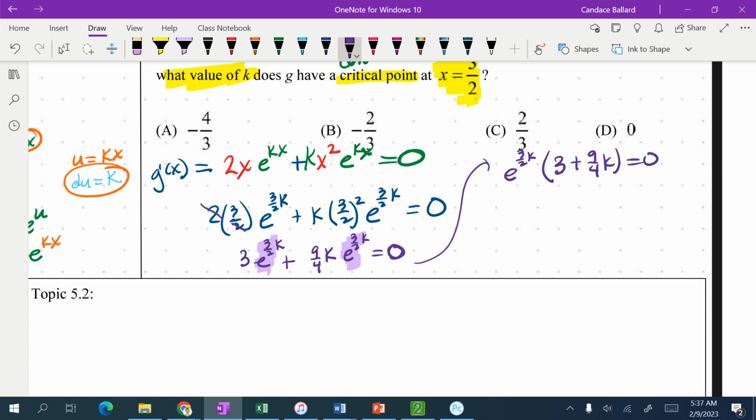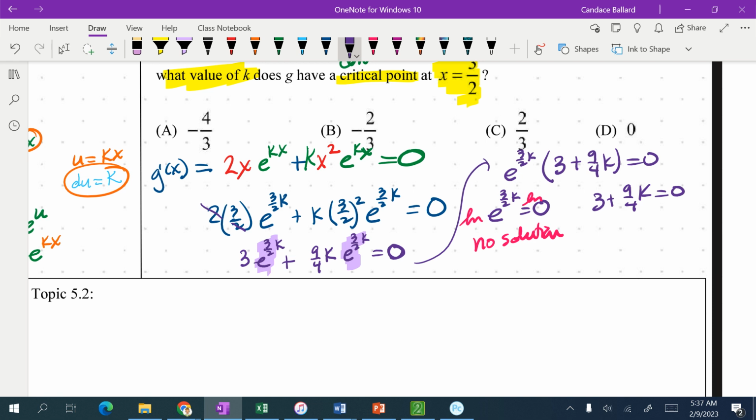What do you know? I could do zero product property on that. So I'm going to go e to the 3 halves k equals 0, and 3 plus 9/4 k equals 0. Now, the only way to get rid of an e is to natural log both sides. Unfortunately, we can't take the natural log of 0. It doesn't exist. So this over here produces no solution on this side here. However, we can get a solution off the other side.